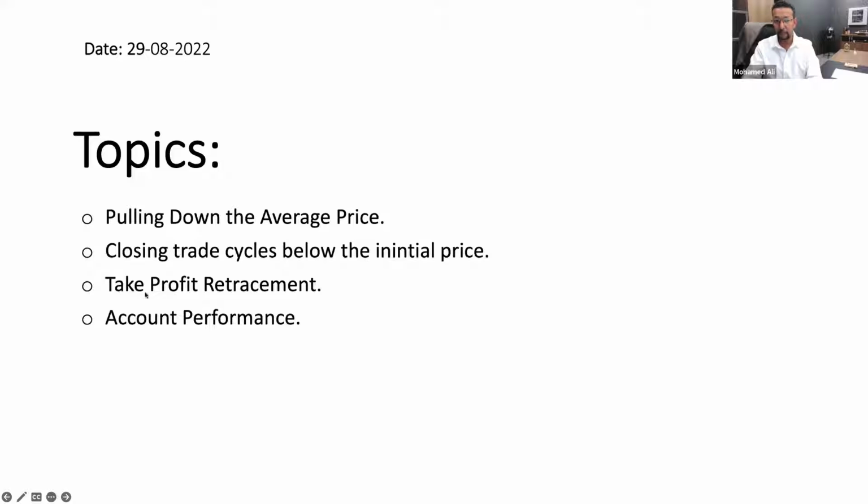Now, regarding take profit retracement and closing trades below the initial price, we don't have real examples for this week, especially for taking profit retracement. When there is a jump in the market, the bot is going to be waiting until it reaches the top and then sells. Last week, if you're following the market, there was not much movement. It was more of a flat market.